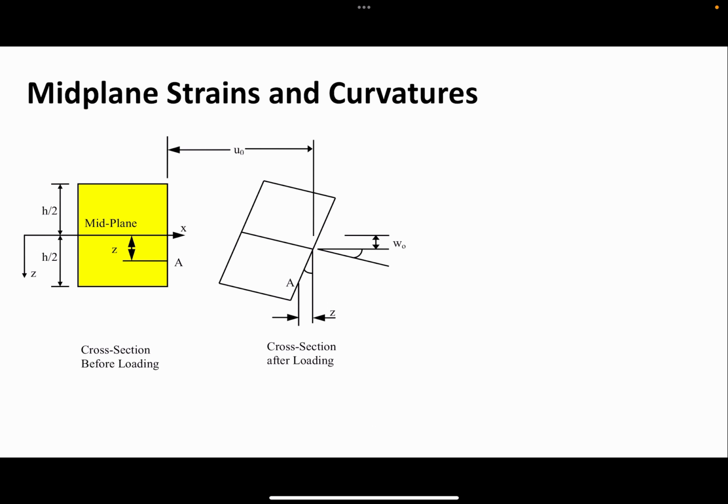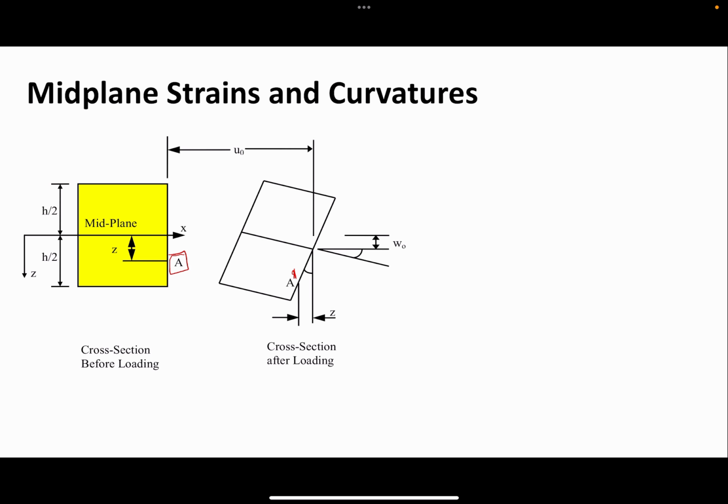So this is your cross section. It's the XZ plane. Y is the length of your structure. So here is the mid plane, so it's h over 2 and h over 2. Let's consider a point A at a distance z from the middle plane. Then let's see how, under a certain loading, let's say a combination of loads, it moves. It rotates a bit. So then what is the position of A prime now?